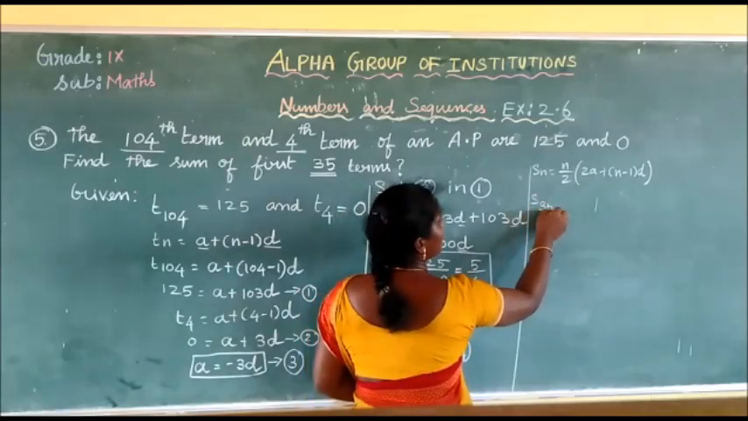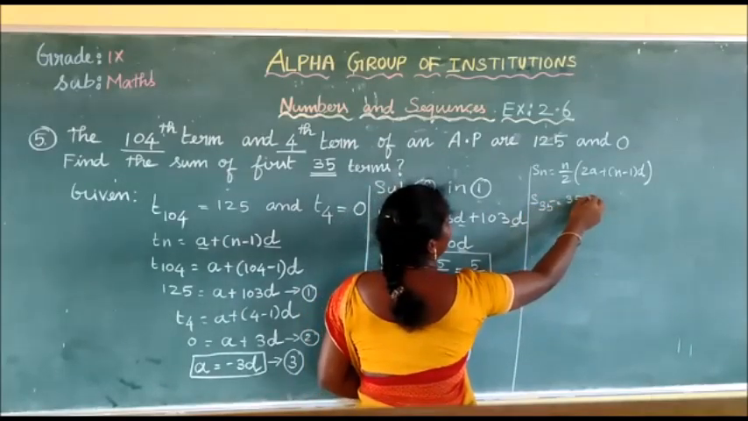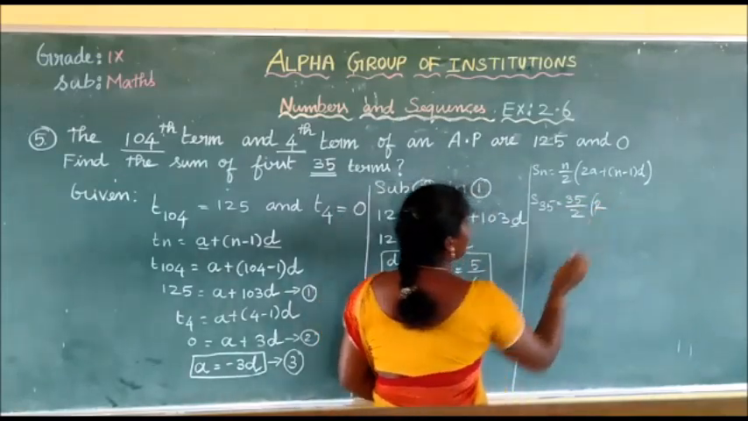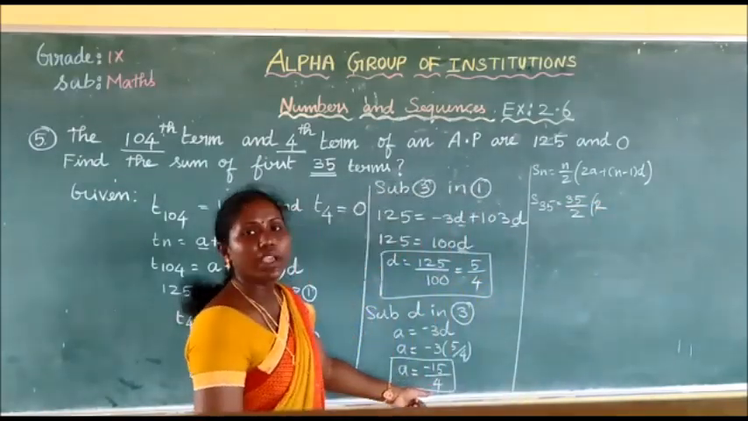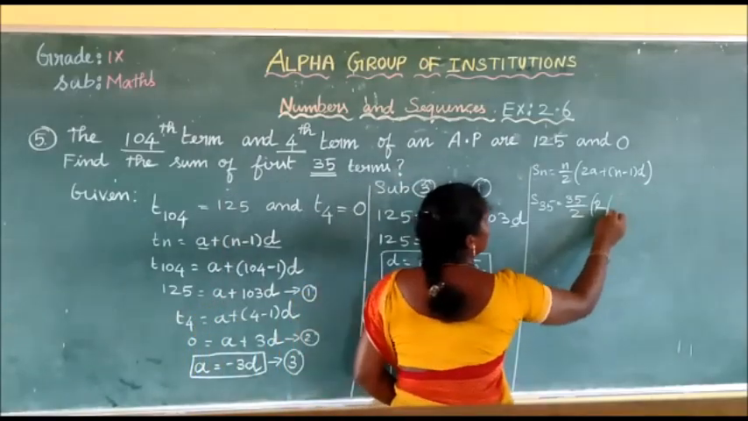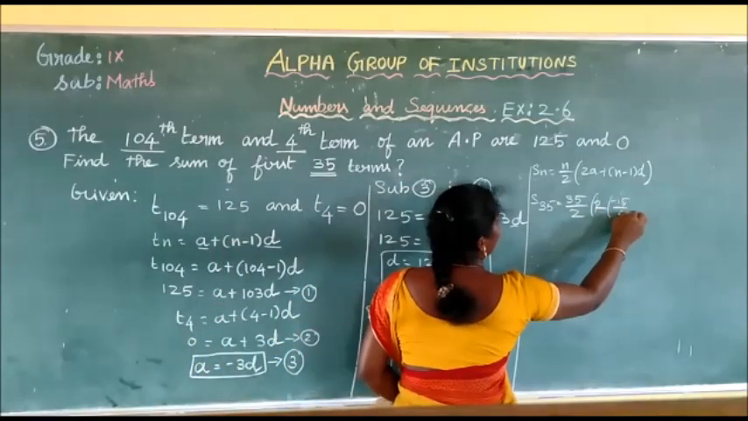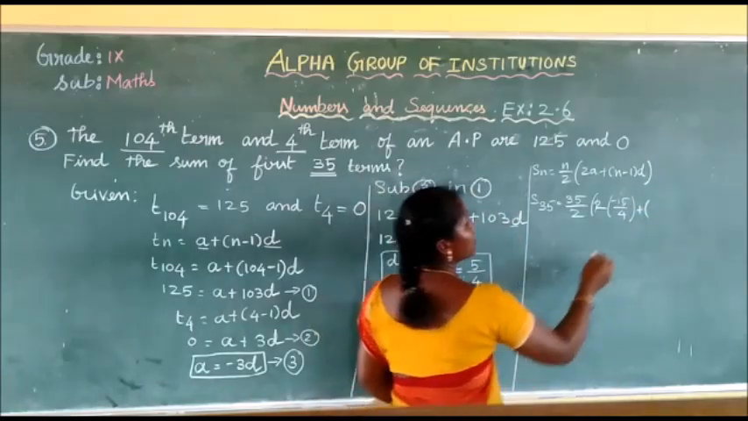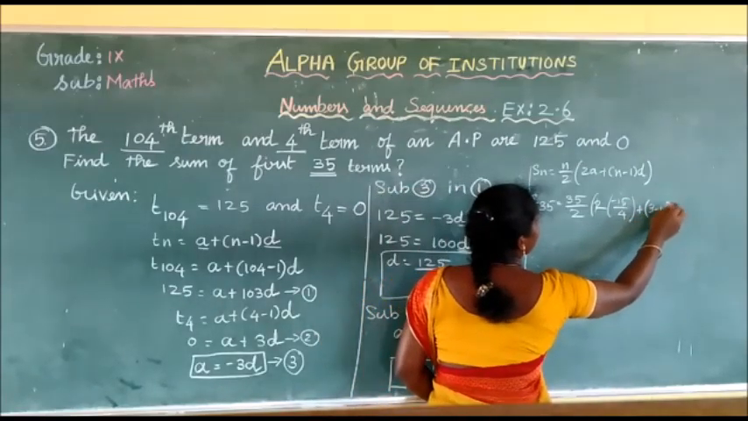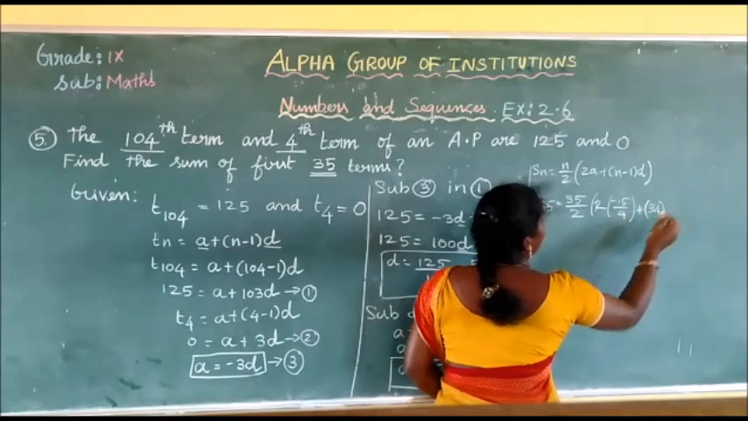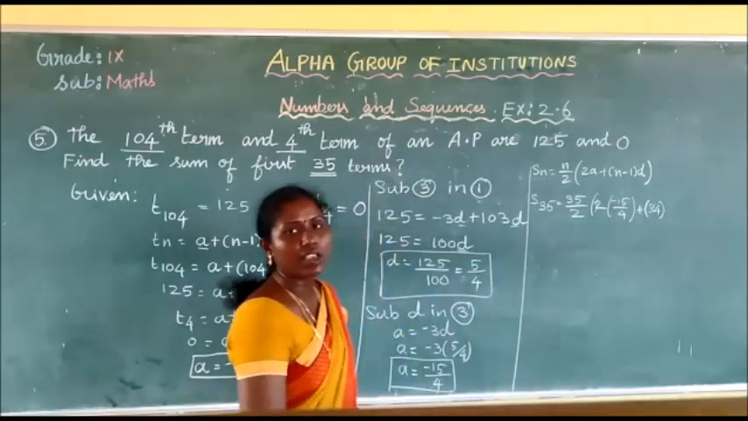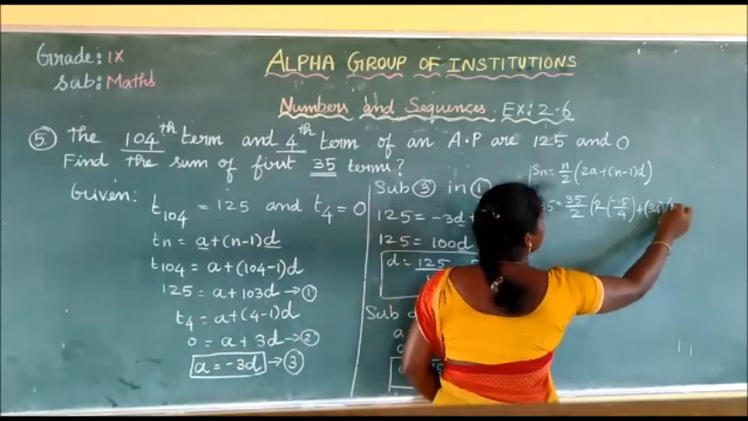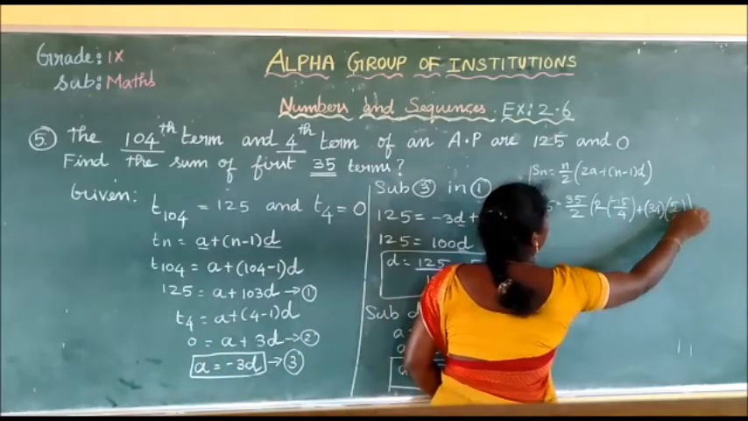So S35 is equal to 35 by 2, isn't it? 2 into, what is the value of a here? Minus 15 by 4, plus n minus 1. n minus 1 is here 35 minus 1, that is 34, into the common difference, which is 5 by 4.